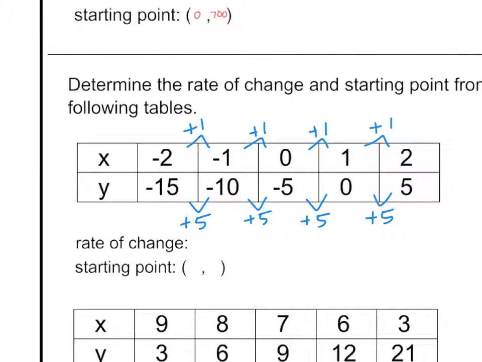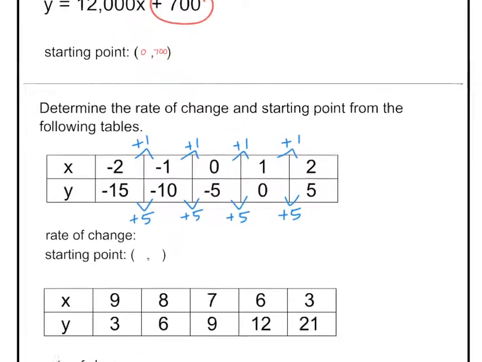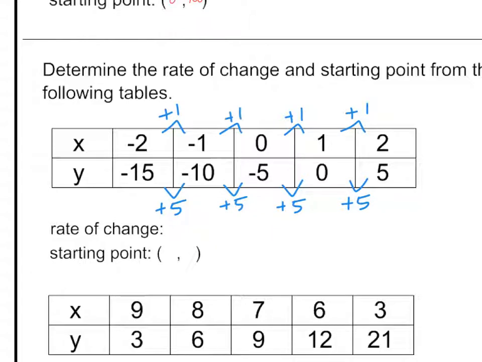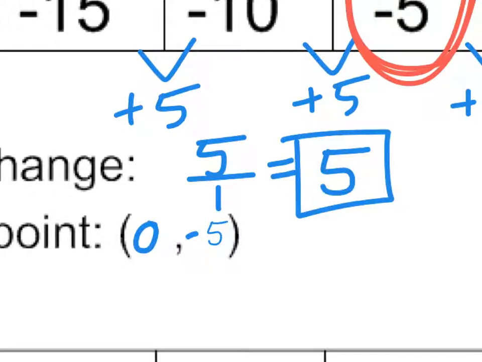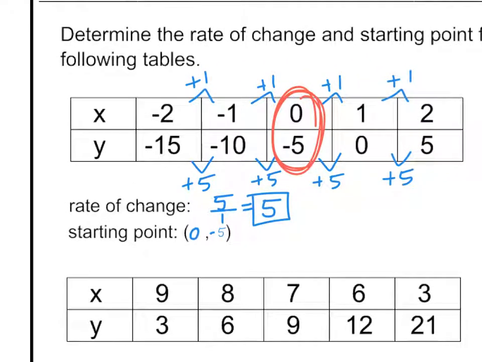And so when we write that, we write change in y over the change in x, which would be 5 over 1. We can simplify that to just 5. My starting point is where x equals 0. And so my starting point is 0, negative 5. Make sure you pay attention to where x is 0, not where y is 0.